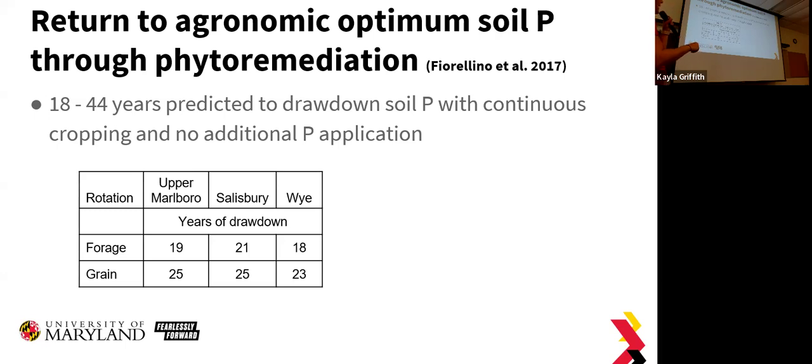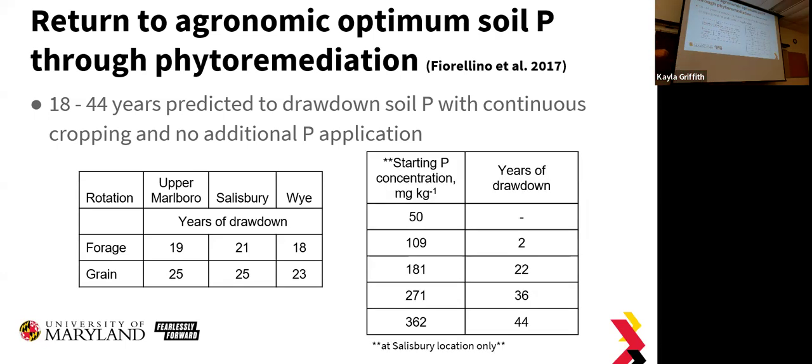Now, this was independent of what your starting soil P was. But at one of our locations, the Salisbury location, we actually had a significant effect, meaning there was a different amount of time to draw down based on the starting point. So when we started at about 362 phosphorus, to get down to 100, we calculated it was going to take 44 years. That's a career plus as a farmer. So again, I don't need you to memorize this. Just use this as a visual when you're talking to growers.